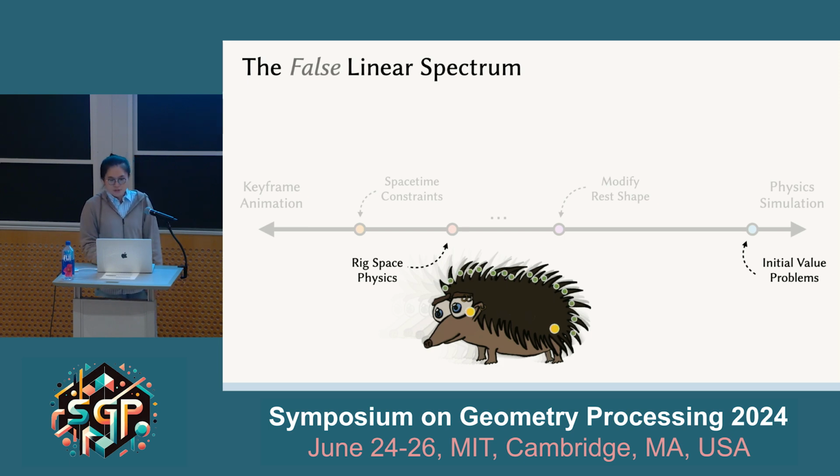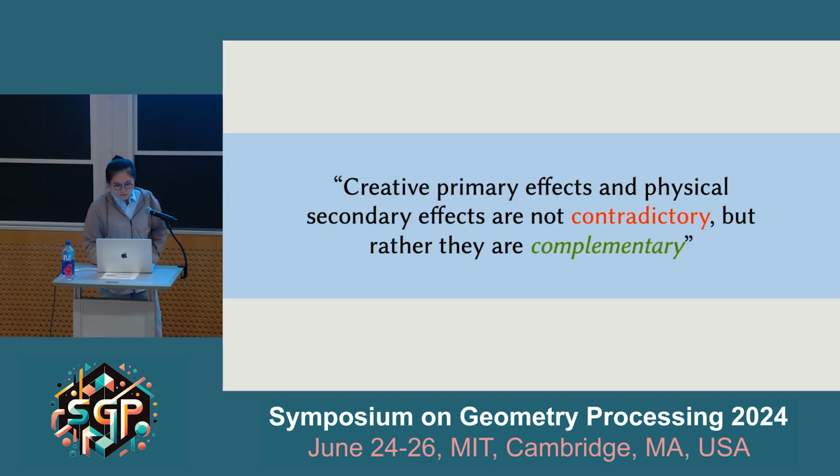But the downside of doing so is, for example, with this hedgehog, if you want detailed movements of each individual spike on the hedgehog's body, you have to put in so many additional handles to expand the original rig space. So this can be additional redundant work for the artist to manually incorporate physics into it. Instead, we advocate that creative primary effects and physical secondary effects are not contradictory, but rather complementary.